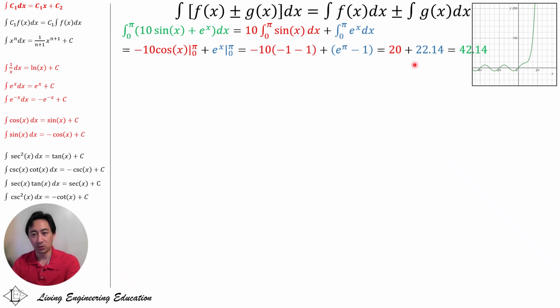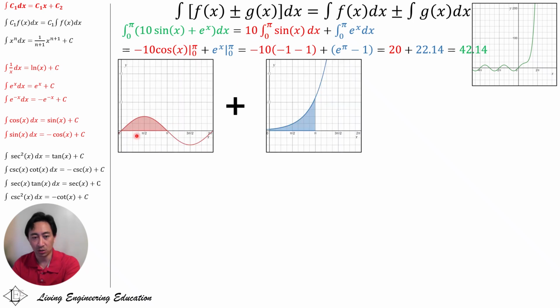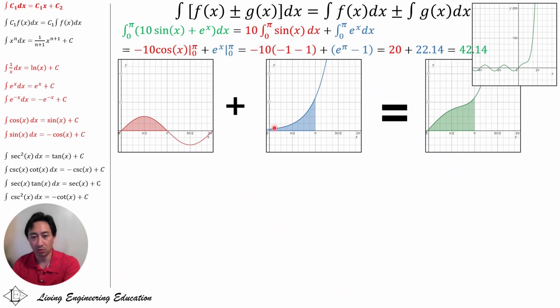Now graphically, what does this represent? The integral, the area under the 10 sine x curve, is shown here, and the area under the e to the x curve is shown here. So we add them together, and you see the combination of the sine part right here, and then the e to the x growth piece plus the sine component right there. Okay, so same exact concept, different functions, so the individual components are different, but the principle is the same.